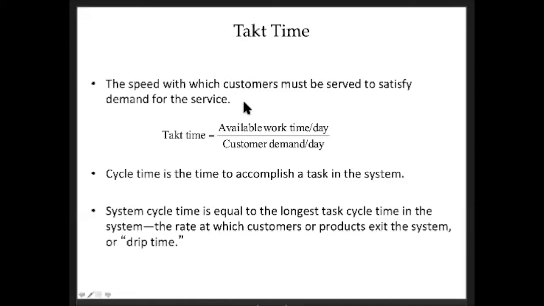And then we know what the available work time per day is. Both the numerator and denominator have to be in the same unit. If it's days in the numerator, then the denominator is also in days. If it's weeks, then both should be in weeks. But we know what the available work time is per day, what the customer demand approximately is per day, and it's a ratio of those two.